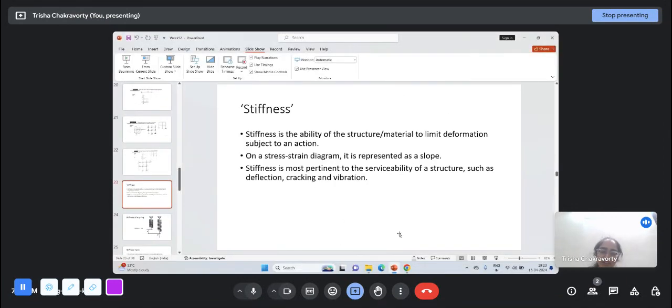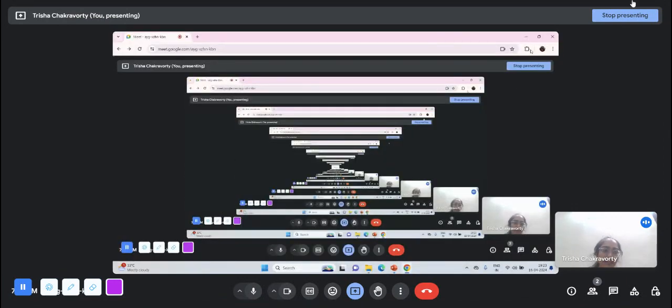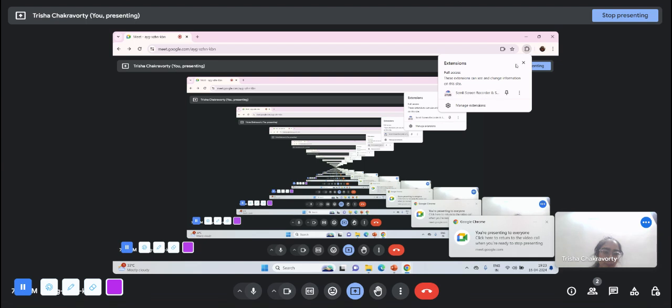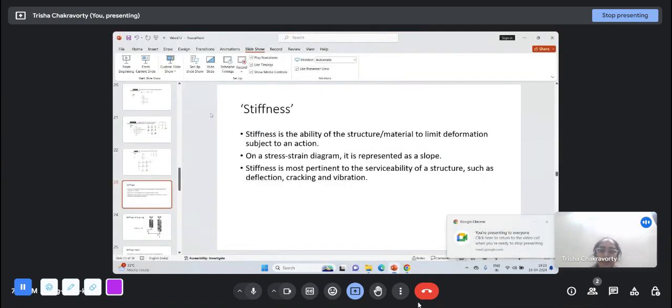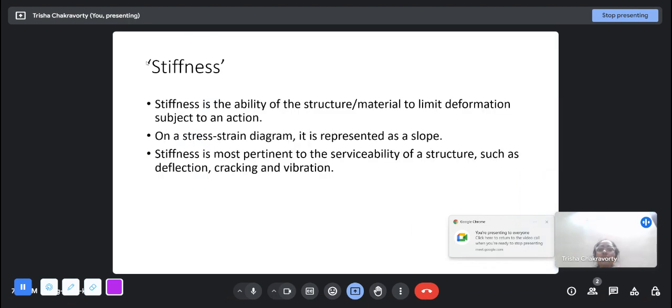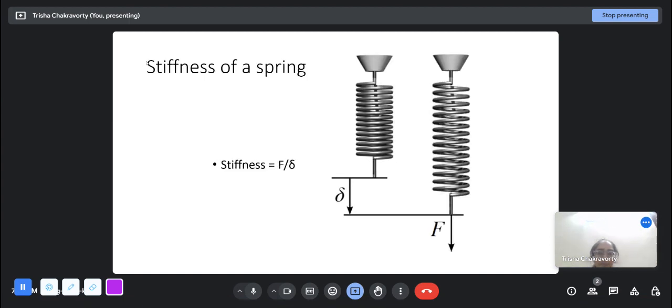Now we will move on. Now that we have looked at kinematic indeterminacy, we will look into the concept of stiffness properly. Stiffness is the ability of the structure or material to limit deformation subject to an action. On a stress strain diagram that we have studied in class 11, 12, it is represented as the slope. That is, stress by strain is the stiffness basically. And stiffness is most pertinent to the serviceability of a structure such as deflection, cracking, and vibration.